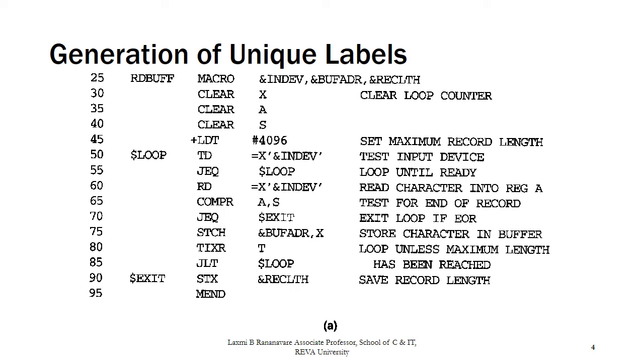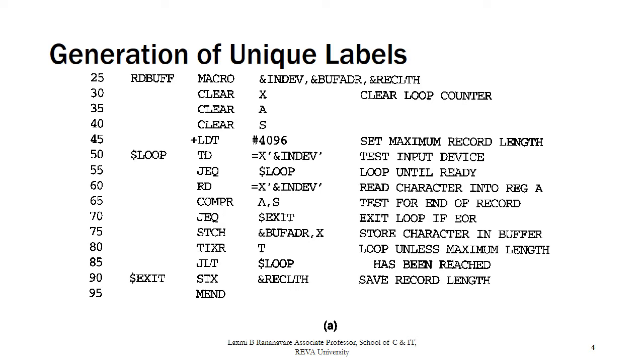And next statement is JEQ, and if A and S are equal, then we are going to jump to a location exit, and since this is a label, it should be preceded with $ symbol. Next we have STCH statement, wherein we are storing a character which is present in the accumulator at a location. The location is specified in the instruction, that is buffer address plus the contents of the index register.